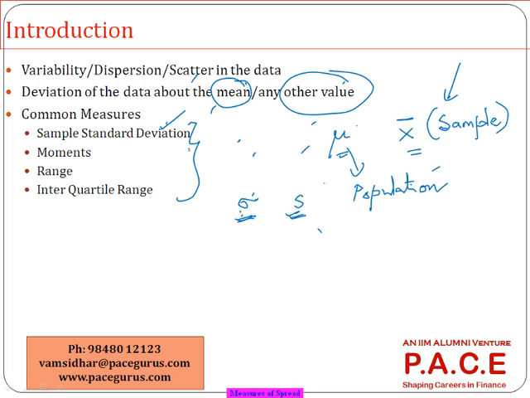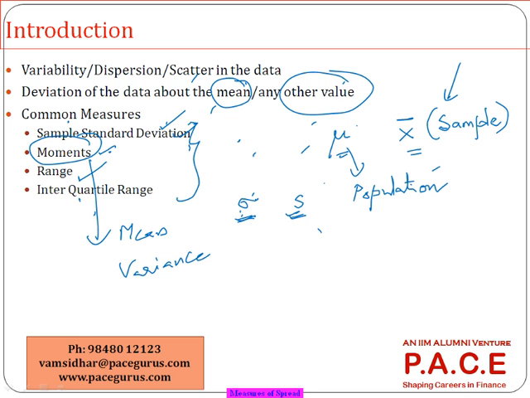So we'll look at the measures of these two, and along with that there are a couple of other dispersion measures also. One is called the moments, right? We'll look at the formulas associated with each of them. Moments is a very general term. Even the mean and the variance are special cases of moments. We'll see that. Then there is a mechanism called range.